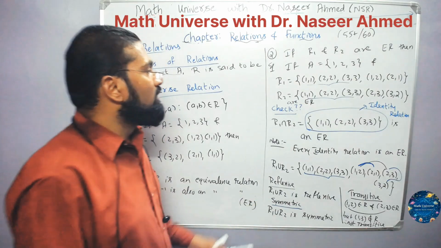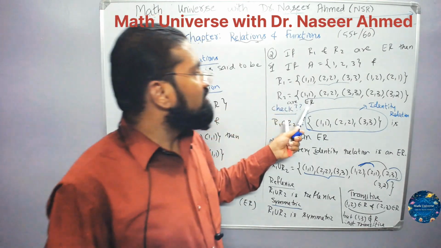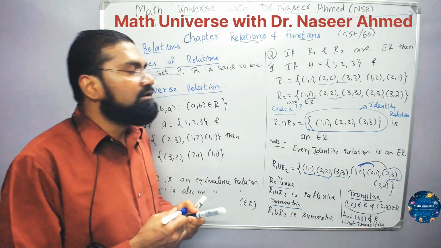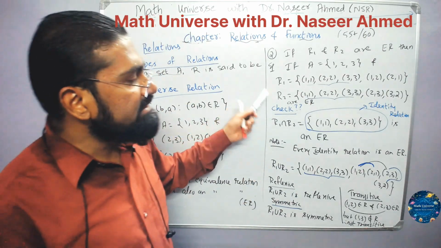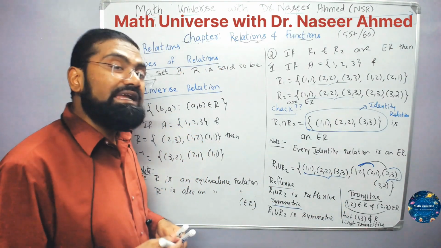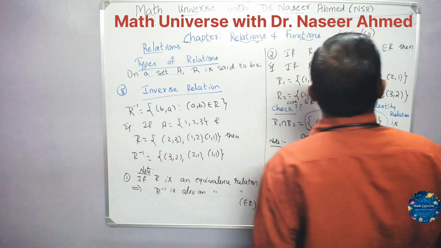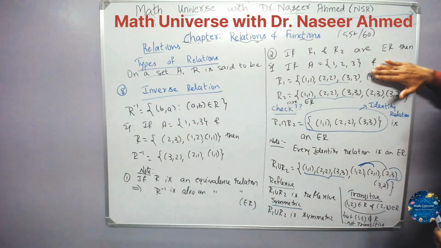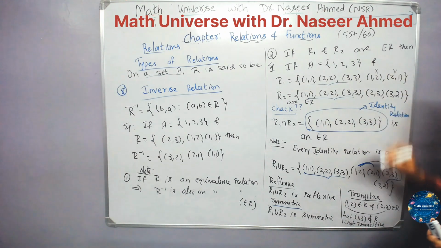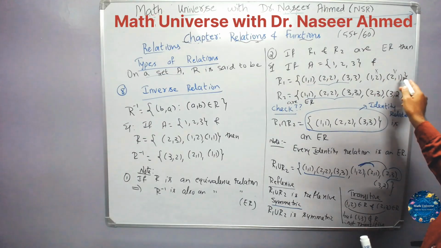So what we can say? Union of two transitive relations. See, this was R1, R2. Since it is an equivalence relation, it is also transitive. So here we have understood that the union of two transitive relations need not be transitive. I am using the words need not be. It means what? Let us suppose that we didn't have these two elements.